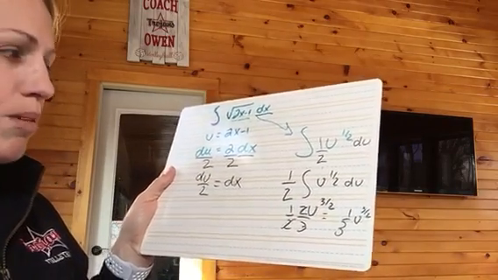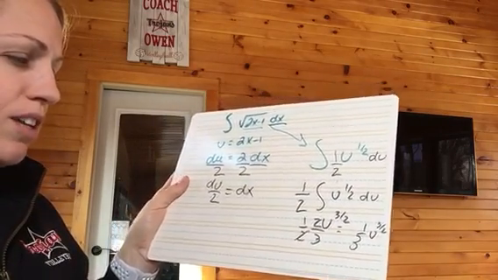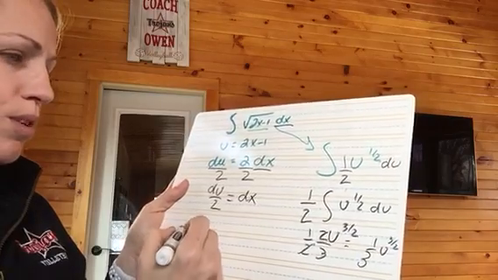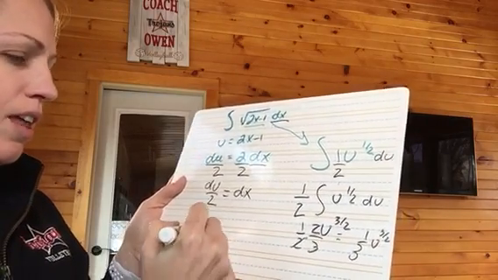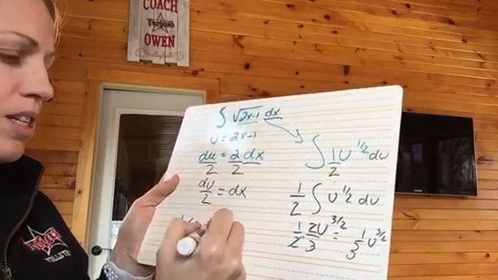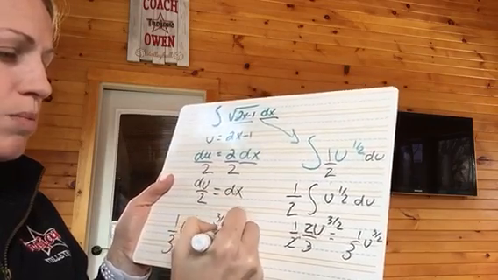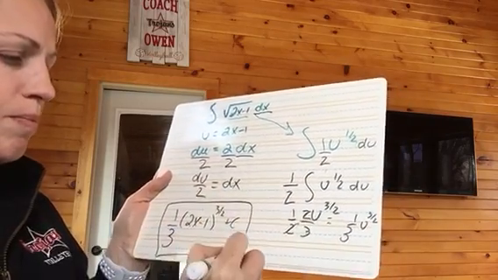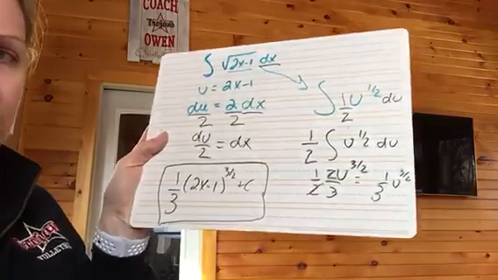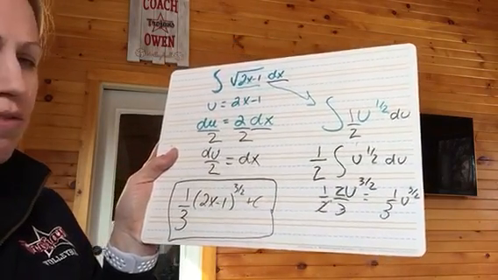Okay. Go ahead and plug your u back in. So the final answer for example number 4 would be 1/3, and then we would have 2x minus 1 to the 3/2 plus c. Okay, and that is our final answer for example number 4.